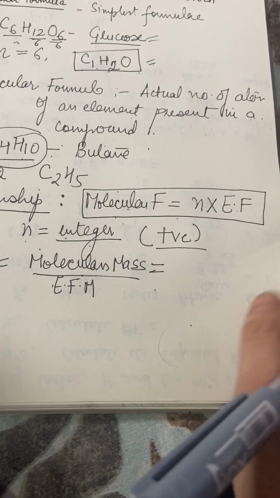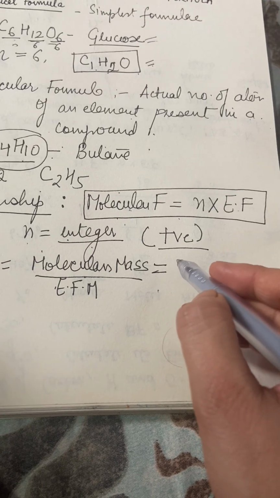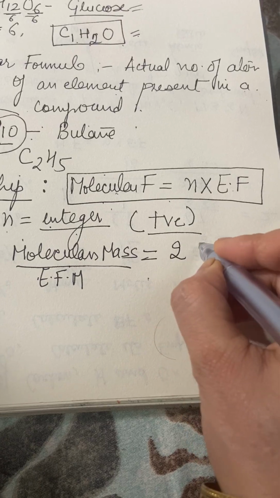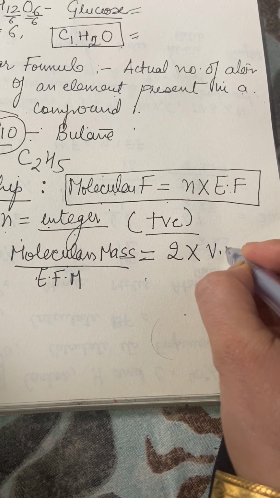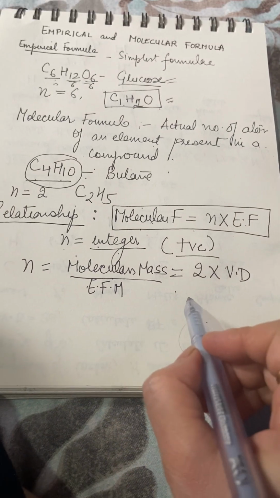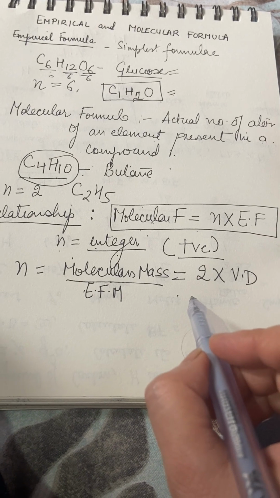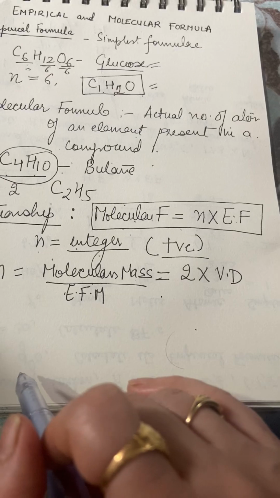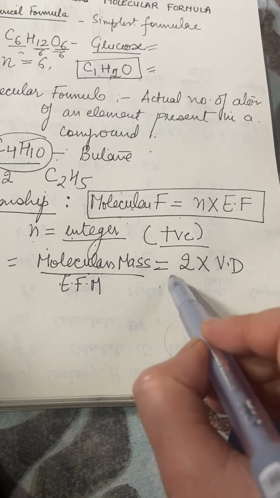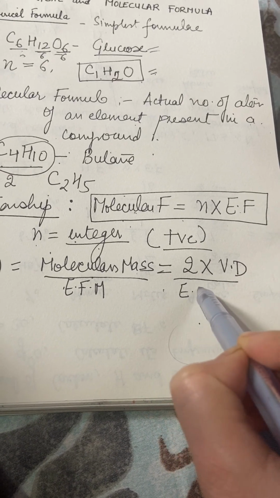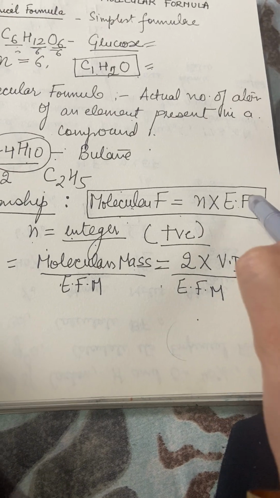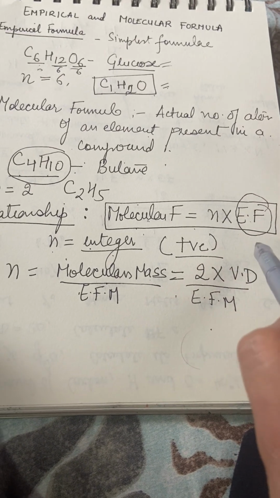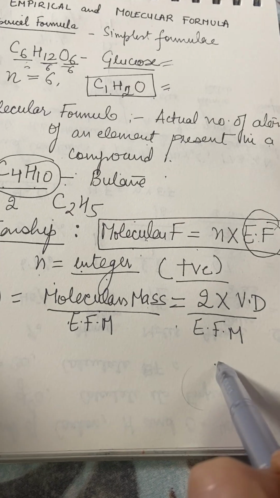Molecular mass is also related to its vapor density. How? Let's see. Molecular mass is 2 times the vapor density. Sometimes when you see questions on the empirical and molecular formula, the vapor density is given and you don't have the molecular mass directly. So you have to use this relation. Empirical formula mass means you first have to calculate the empirical formula of a compound, and then we will come to its empirical formula mass.